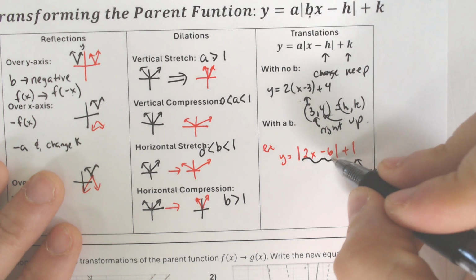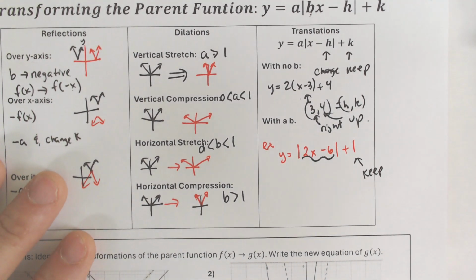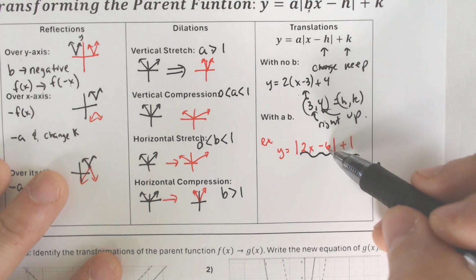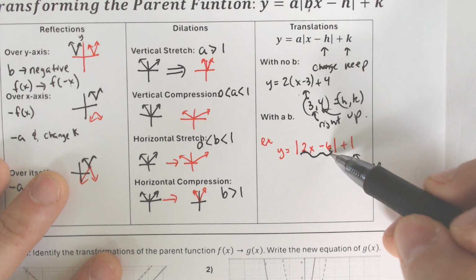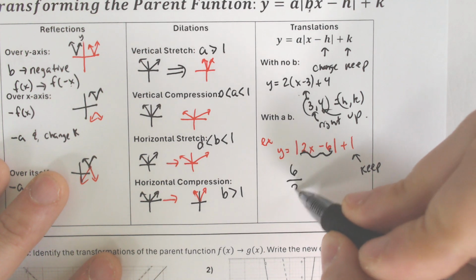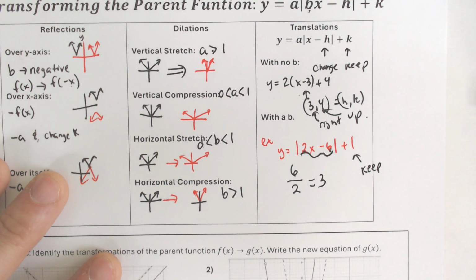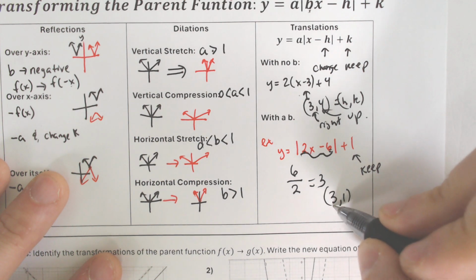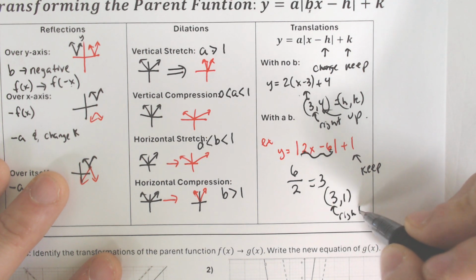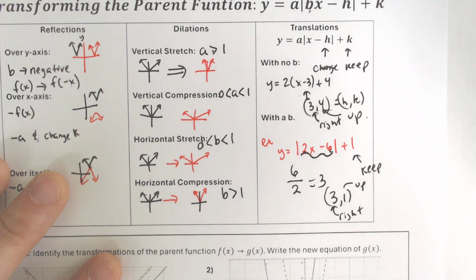This, you do not just change the sign. Technically, what you would need to do is change the sign and then divide by 2. So you change the sign of the 6, and then you divide by 2, and you get 3. Okay, so your actual vertex would be 3, comma 1. It'd be moving to the right by 3 and up by 1.